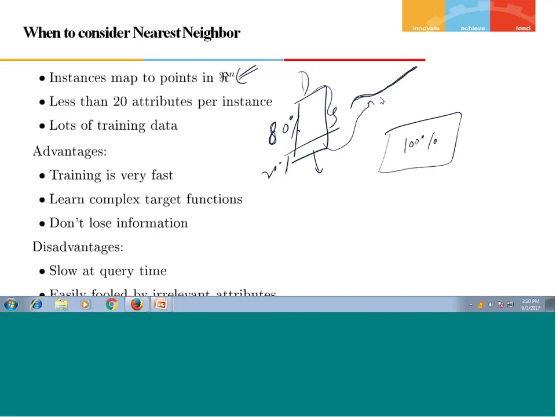So how we learn complex target functions here is different from other learning algorithms, I will let you know. I have two, three slides that will give you a clear intuition of how you can learn complex target functions here.